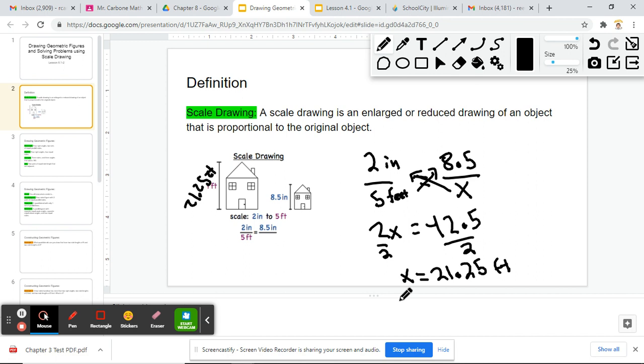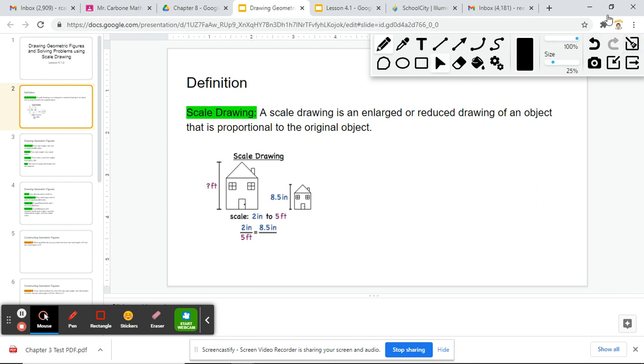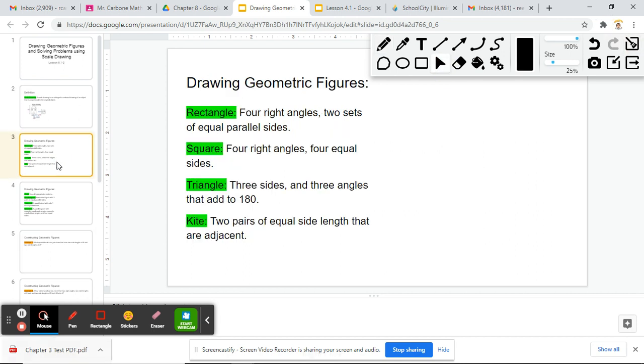So how are we going to use this in this chapter? Well, basically, we're going to be giving you a smaller version and a larger version, or vice versa, and you're going to have to find out how tall something is based on the other one. Or maybe we'll give you 2 items, and you'll need to find the scaling factor based off those 2 lengths there.